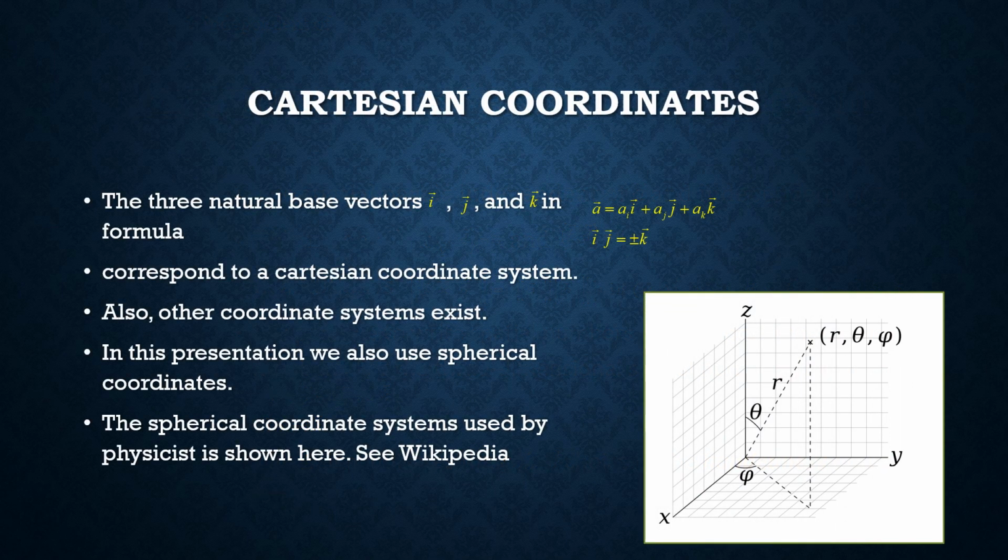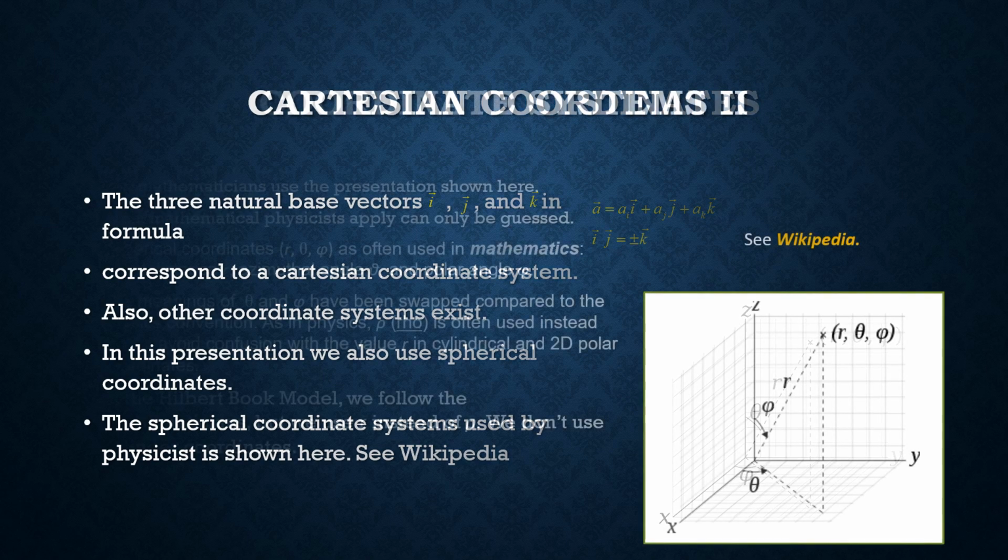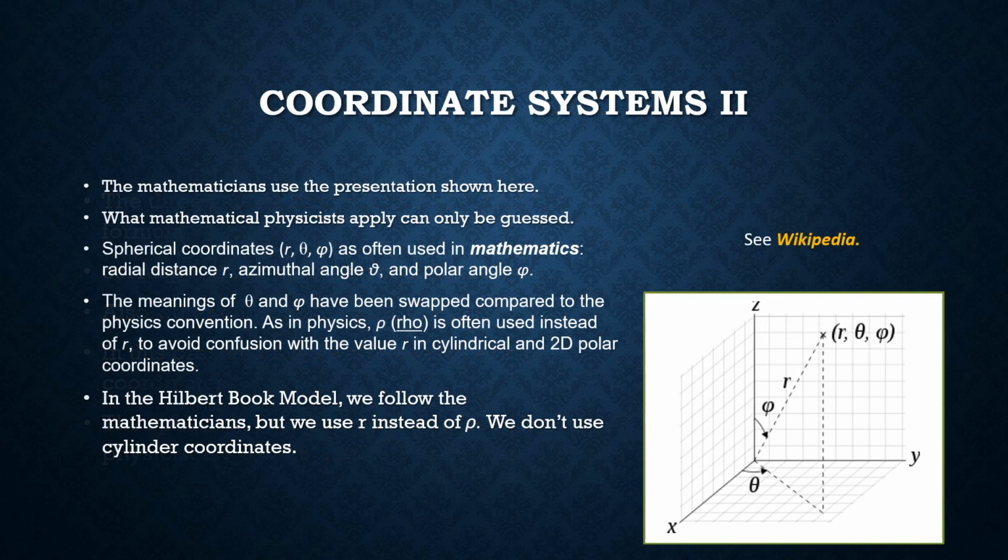The three natural base vectors i, j, and k in the formula correspond to a Cartesian coordinate system. Also, other coordinate systems exist. In this presentation we also use spherical coordinates. The spherical coordinate system used by physicists is shown here. See Wikipedia. The mathematicians use the presentation shown here. What mathematical physicists apply can only be guessed.